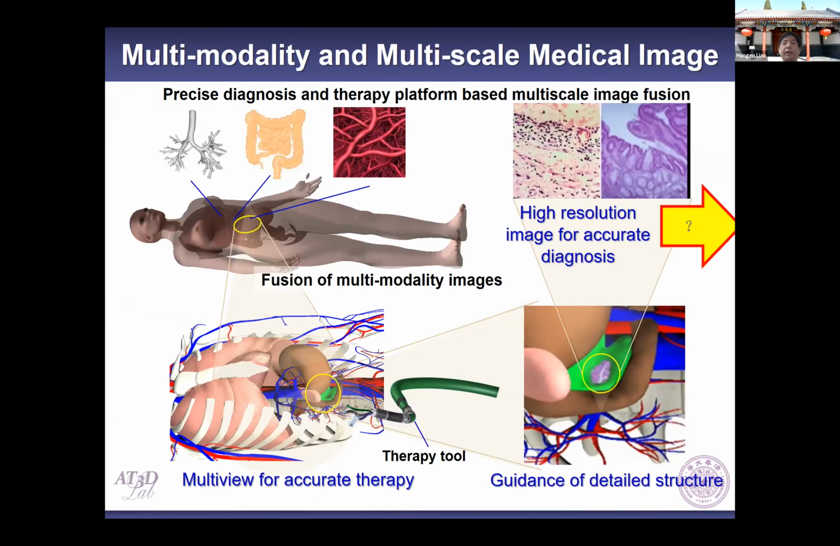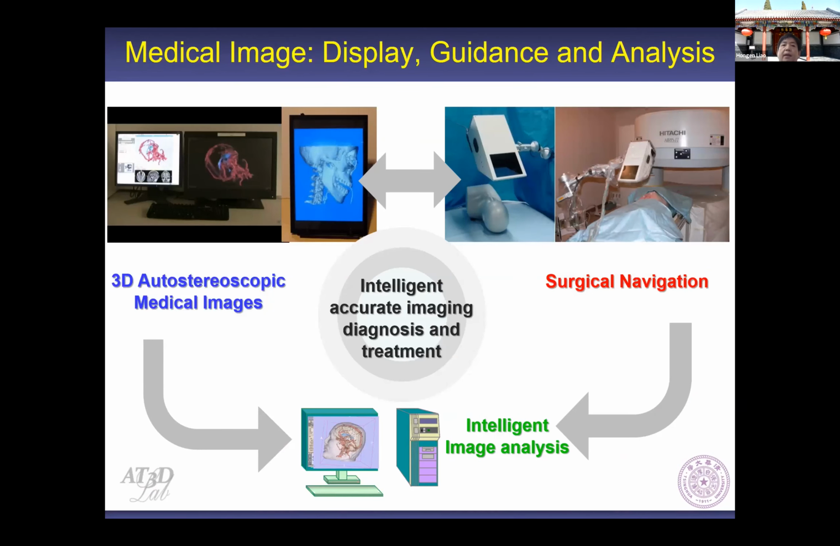As we know, we have a lot of image techniques, covering multi-modality and multi-scale medical images from the organ to tissues, and for targets such as molecular images. So we can get high resolution image information for accurate diagnosis. But how can we use this image for guidance during operations? I will show some techniques related to 3D image.